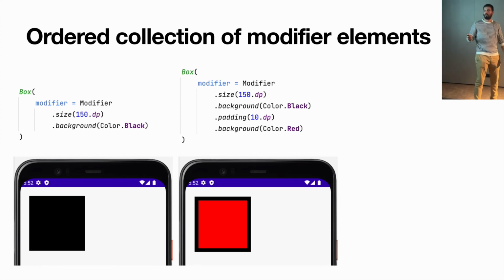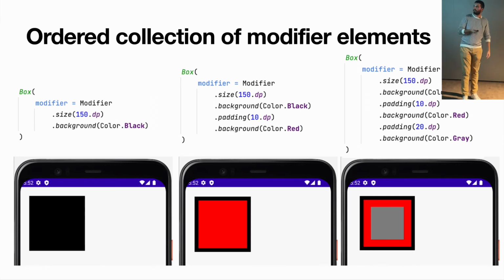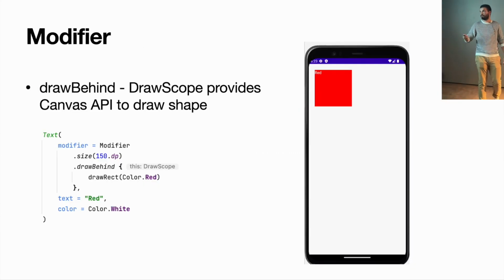If this is not explained well, we have a third example where we have new padding and new background with color gray, and the same thing happens. After the second padding, we have a much smaller canvas, and we set the background color to gray, and it is drawn like this. And the thing is that you can do this on every composable function, on text, checkbox, whatever.